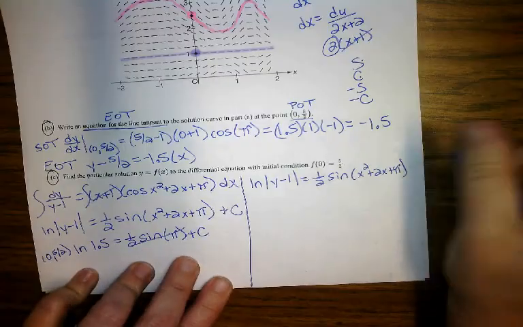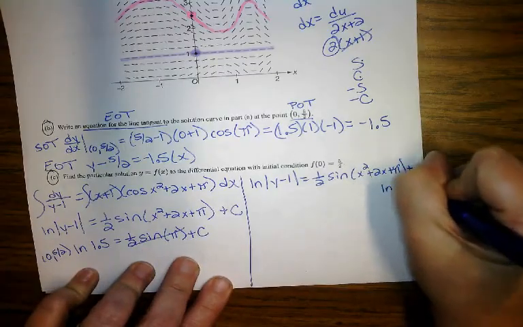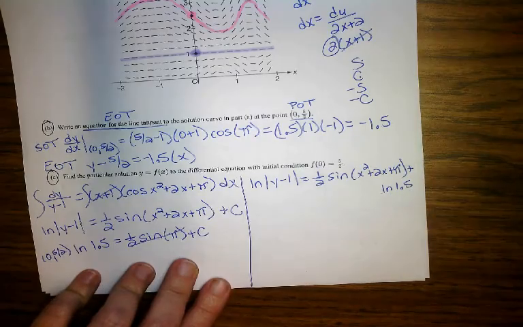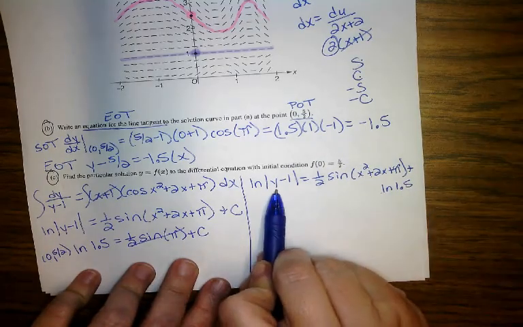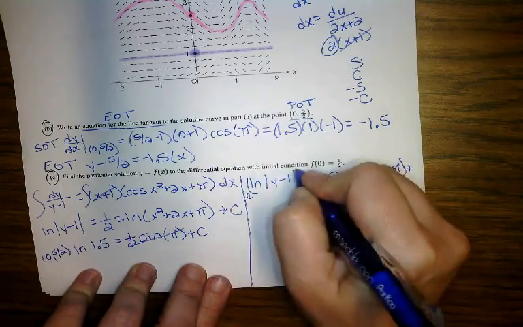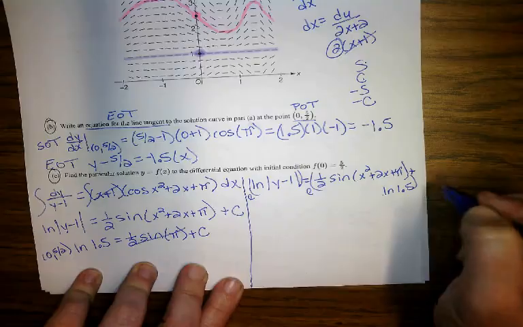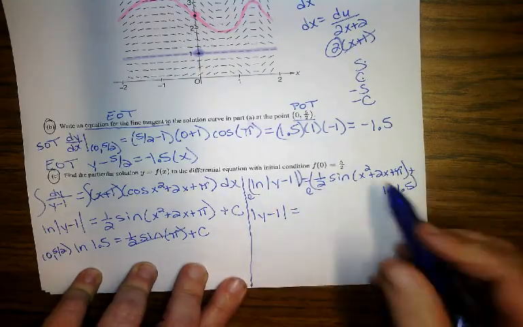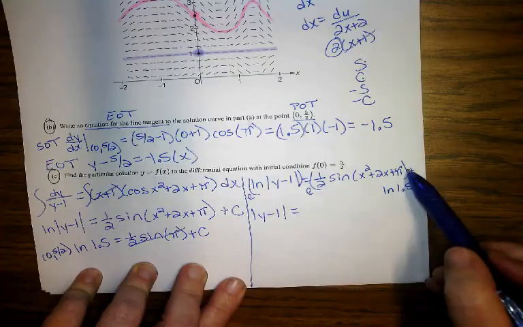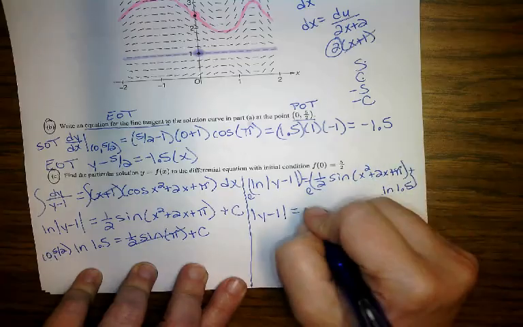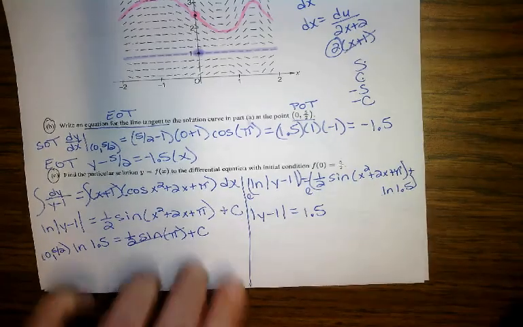Final step is to get y by itself, so I'm going to get rid of this natural log by e to both sides of this whole mess. So I'm left with just y minus 1 over here. Let's see, I'm going to have e to all of this, e to the ln. Okay, so here's my multiplier that I can, so this is going to be 1.5 using that same property I talked about before. e to the 1/2 sine, and then all of this is still an exponent up here.